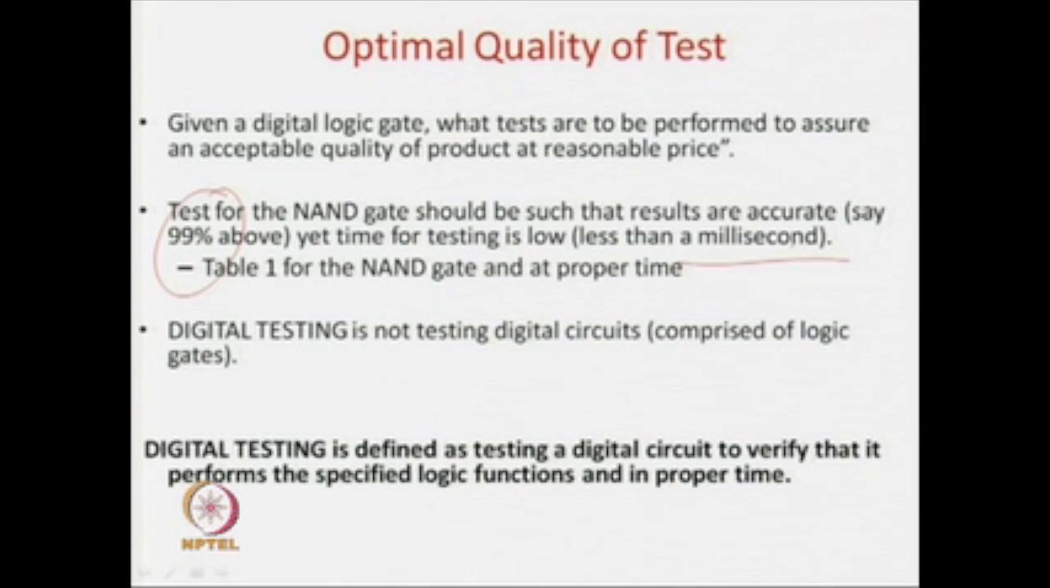So, what do we have to do? We have to have as high as 99% accuracy, and the test should take less than a millisecond. So, all digital testing procedure or digital test planning is about how we can achieve this. We will see that in this course. Now, if you ask me what is digital testing, from a layman's point of view, or from a person who is not experienced in testing, he will say that digital testing is testing digital circuits.